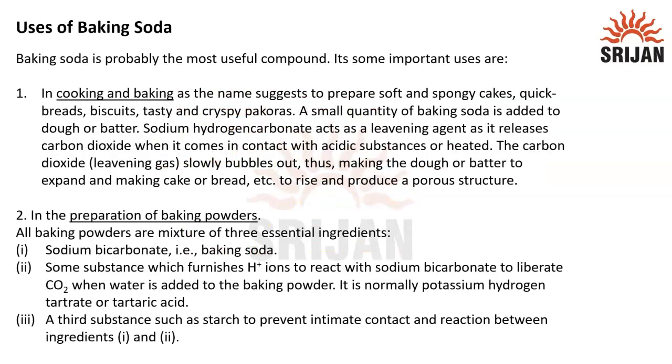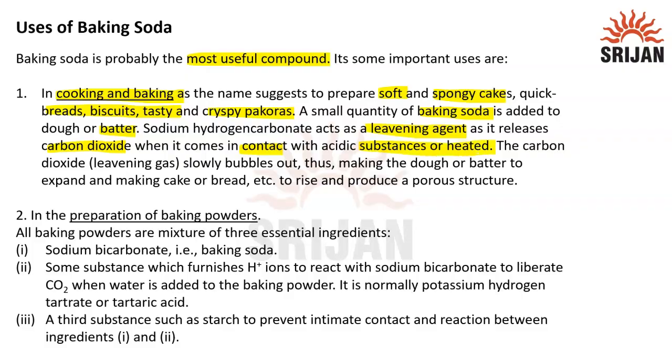So it is H positive and Na positive along with the evolution of H2O and carbon dioxide. Its uses are very wide. It is basically the most useful compound. Some important uses are in cooking and baking, very important. As the name suggests, it is used to prepare soft and spongy cakes, quick breads, biscuits, and crispy pakoras. A small quantity of baking soda is added to a dough or batter. So what happens? Sodium hydrogen carbonate acts as a leavening agent, as it releases carbon dioxide when it comes in contact with acidic substances or is heated.